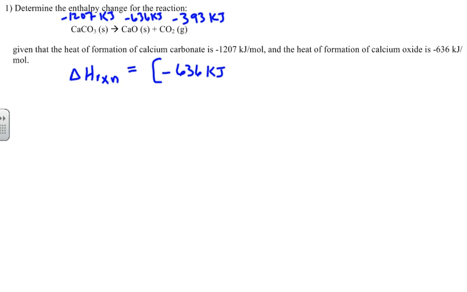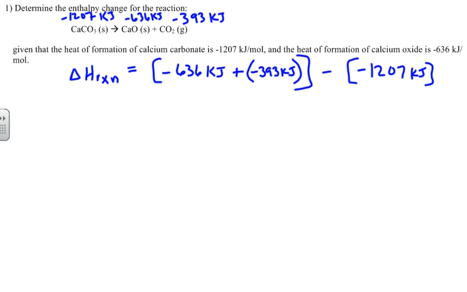This is the sum of all the products. So now we have to add the other product, which is a negative 393 kilojoule enthalpy. Okay, so right there in brackets, that represents all of the enthalpies of our products. Now we are going to subtract out the enthalpies of our reactants. And we have only one reactant, and that has an enthalpy of negative 1207 kilojoules.